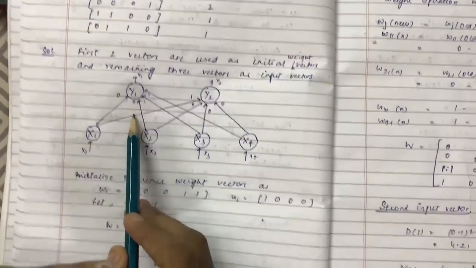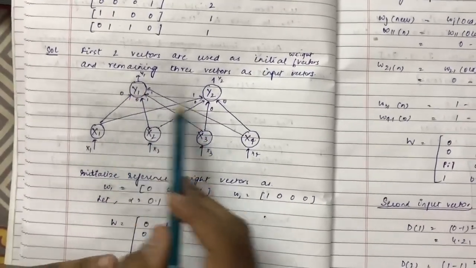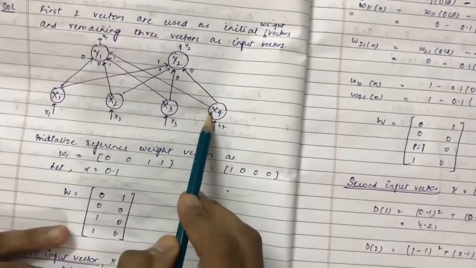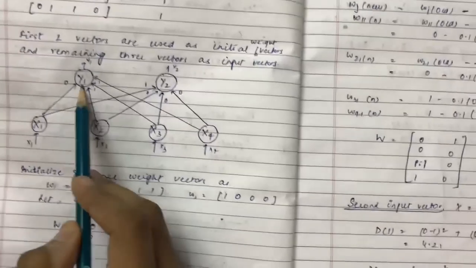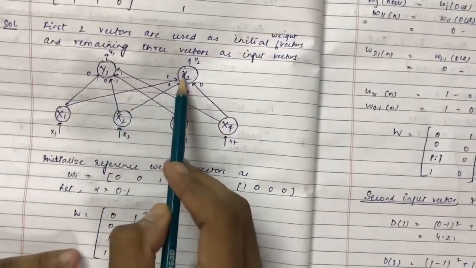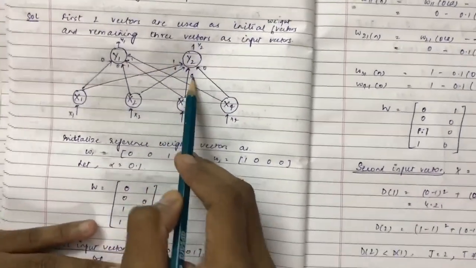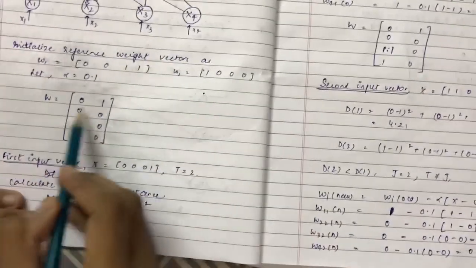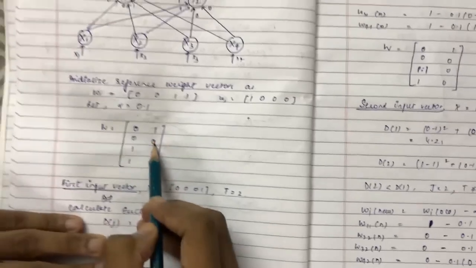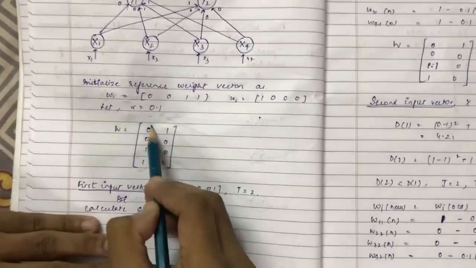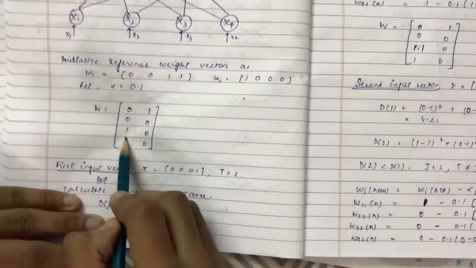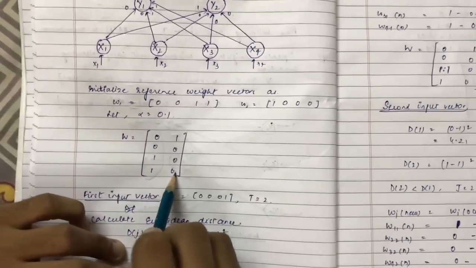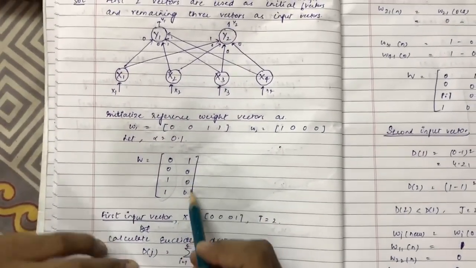So the architecture will look something like this. Since we have 2 classes, y1 and y2, and x1, x2, x3, x4 will be the input vectors, which are connected with cluster 1 with the weights 0, 0, 1, 1, and with y2 they are connected with 1, 0, 0, 0. So the initial weight matrix will be 0, 0, 1, 1, 1, 0, 0, 0, where 0, 0, 1, 1 represents the weights between x1, x2, x3, x4 and y1, and 1, 0, 0, 0 represents the weights between x1, x2, x3, x4 and y2.